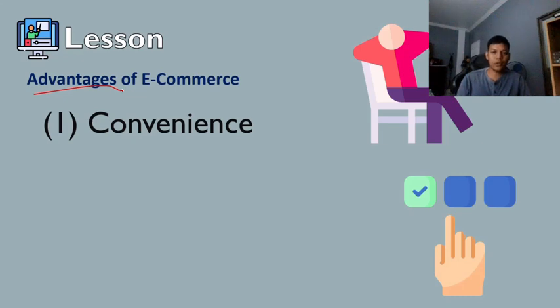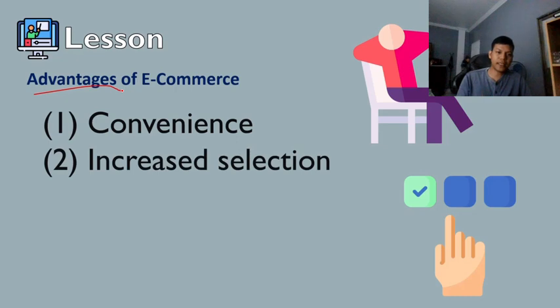But for e-commerce, it is open 24 hours a day, 7 days a week. The second one is increased selection. So you have many options. Many stores offer a wider array of products online than they carry in their brick and mortar counterparts. Just as you observe in Lazada and Shopee, you can search a lot of different products from different stores, and you can easily select or choose some products from different stores.